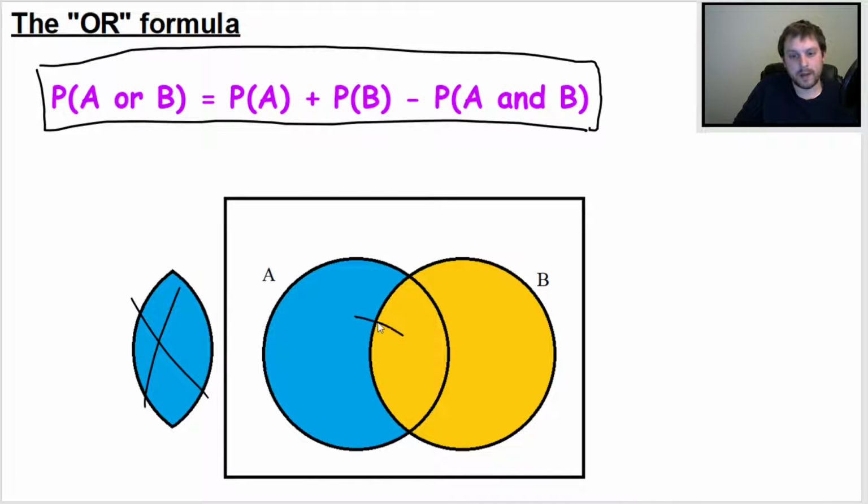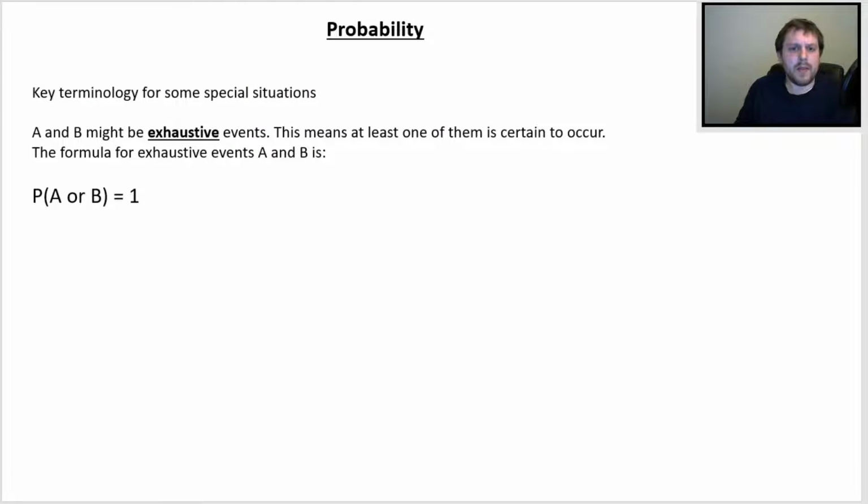Okay, or over here I've got it like this. Anyway, that's your formula. You need to know it, and you need to be able to explain it as well. Okay, so that's the OR formula. And then there is some key terminology for some special situations. So there's 3 key bits of terminology.